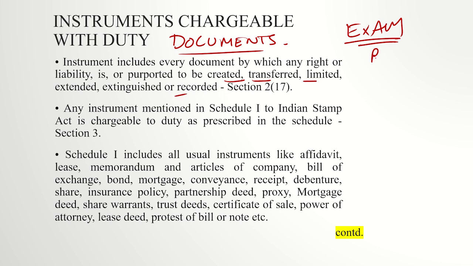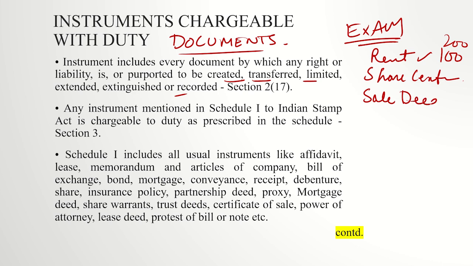So we can say, for a rent agreement we pay stamp duty, like 100 rupees, 200 rupees, whatever. Then a share certificate, we have to pay. Or if we have a sale deed, selling our house or land, for all this we have stamp duty. Why? Because an instrument includes a document by which any right or liability is created, transferred, limited, extended, extinguished or recorded. So many options are there. Anything like this is called an instrument and we have to pay stamp duty for the instrument.